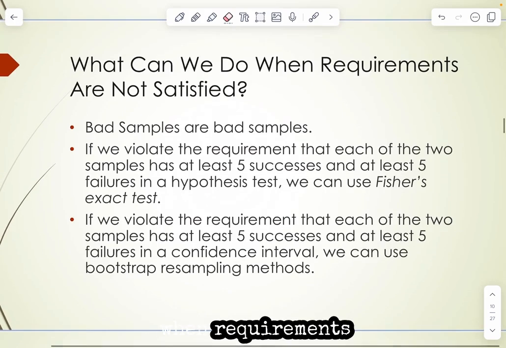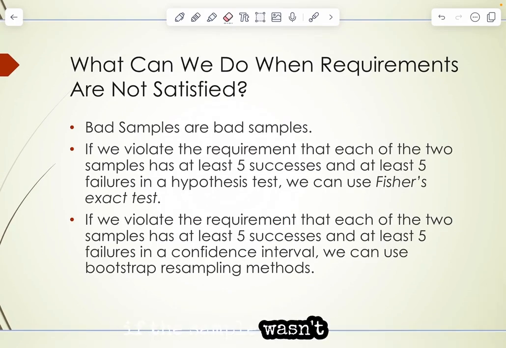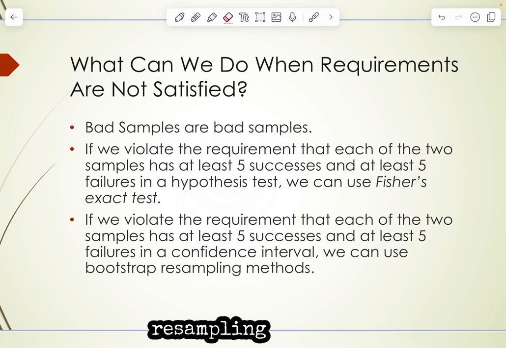Okay, what can we do when requirements are not satisfied? Bad samples are bad samples. If the sample wasn't taken well, there's no amount of statistical trickery that's going to fix that. If we violate the requirement that each of the two samples has at least 5 successes and at least 5 failures in a hypothesis test, we can use Fisher's exact test. We don't have time to talk about that in class, but that's something that you could certainly look up. Given your training in this class, you may be able to implement it. If we violate the requirement that each of the two samples has at least 5 successes and at least 5 failures in a confidence interval, we can use bootstrap resampling methods.